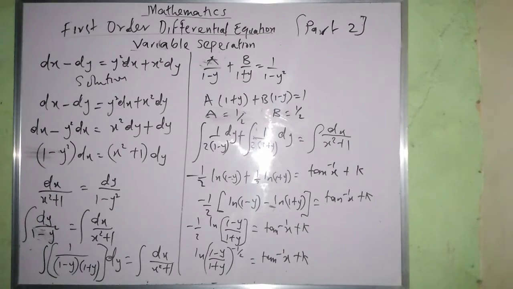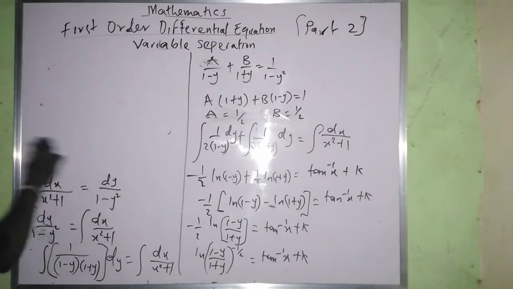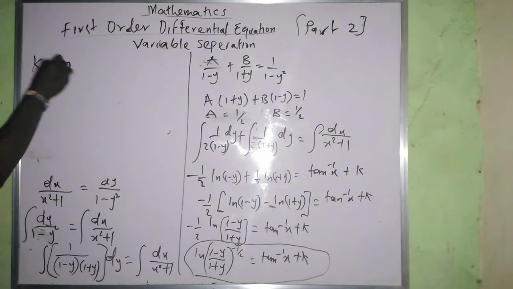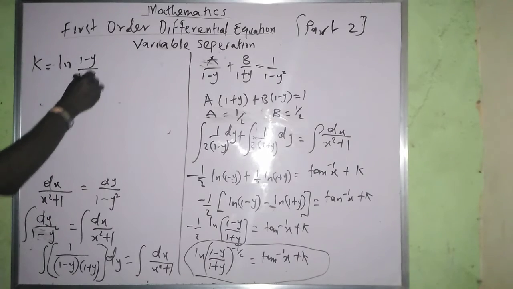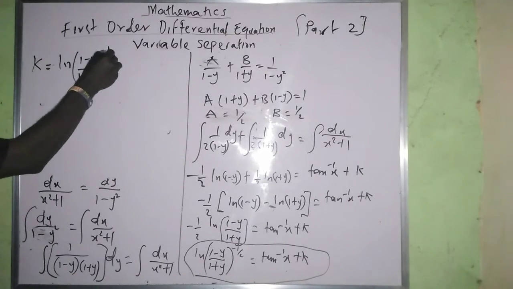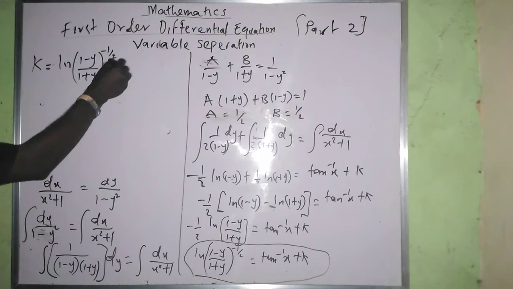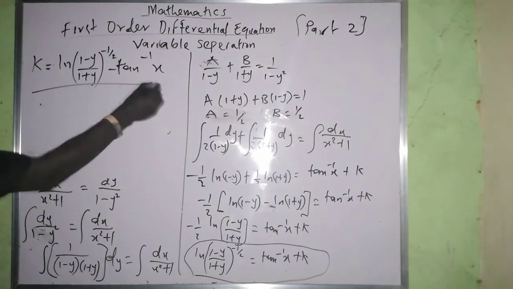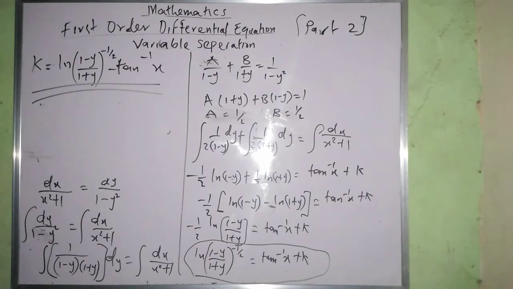Since I have this, how do I work on my tan inverse? I don't have anything to do other than to leave the answer like this. Or you say that k equals ln of (1 minus y) all over (1 plus y), all close bracket 1 over 2, minus tan inverse, arctan of x. That is my final answer. You can stop like this.